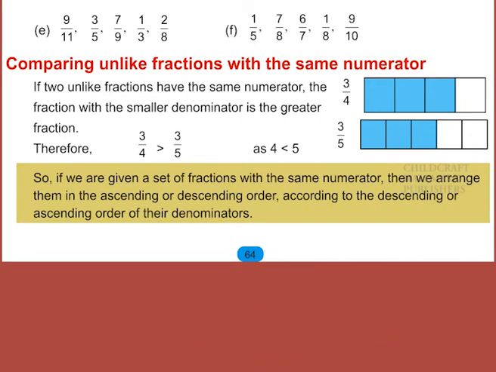Comparing unlike fractions with the same numerator. If two unlike fractions have the same numerator, the fraction with the smaller denominator is the greater fraction. Therefore, 3 by 4 is greater than 3 by 5, as 4 is less than 5. So, if we are given a set of fractions with the same numerator, then we arrange them in ascending or descending order according to the descending or ascending order of their denominators.